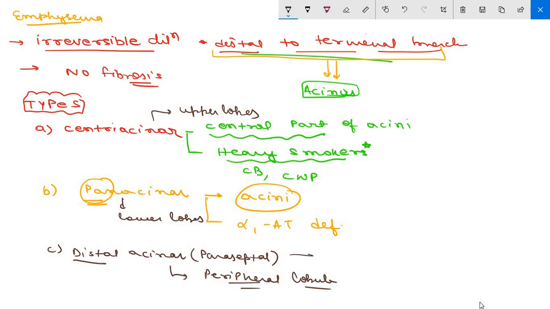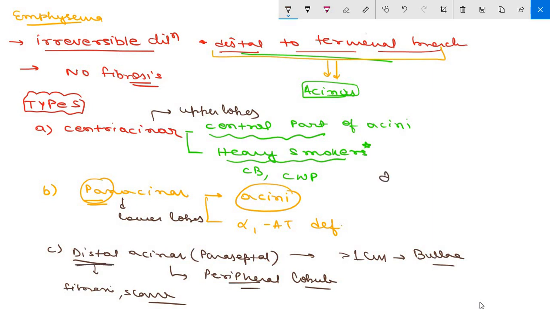And when you get dilated spaces of more than 1 centimeter inside, that will be known as bullae. So bullae may be seen in the distal acinar type of emphysema. Clear? And how is it associated? It is associated basically with fibrosis and scarring. In that case, distal acinar will be seen.